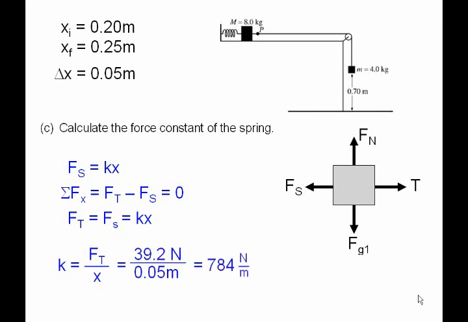Comes out to 784, and again our masses here are measured to 2 significant digits, so I've got to round that to 2 places as 780. The units for spring constant is newtons per meter, or we can break that down to kilograms per second squared. Either one is acceptable.